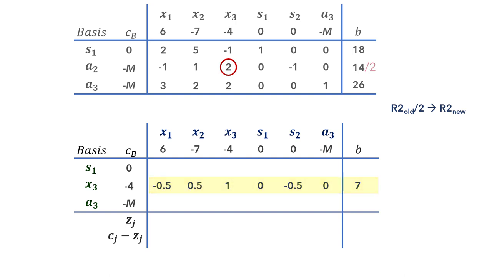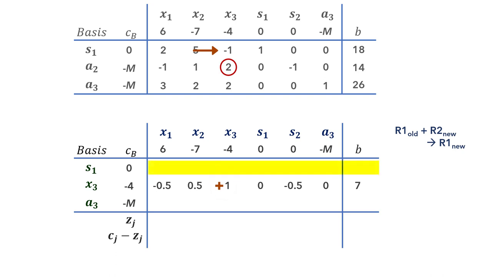Next, we make the initial pivot column a unit column by making all other entries in that column zeros. This is done simply by adding or subtracting a multiple of the pivot row. To make this -1 a 0 in the new tableau, we can easily add it to the 1 here and do the same for the other elements on that row. So 2 plus -0.5 is 1.5, 5 plus 0.5 is 5.5, -1 plus 1 is 0, 1 plus 0 is 1, 0 plus -0.5 is -0.5, 0 plus 0 is 0, and 18 plus 7 is 25.